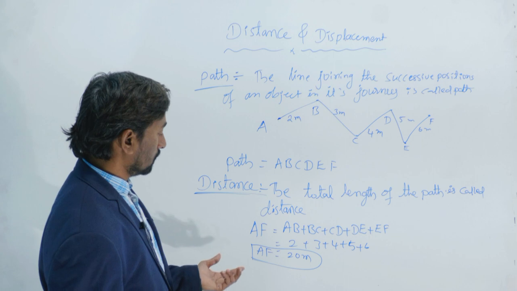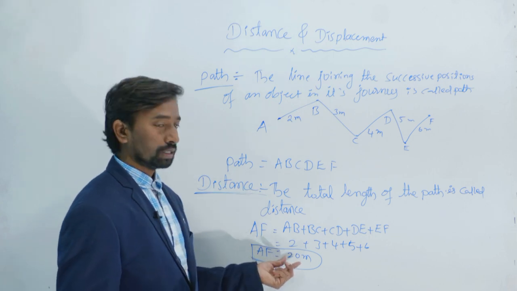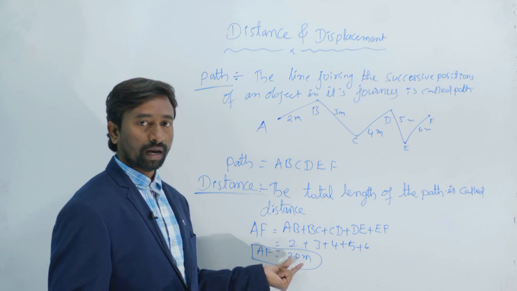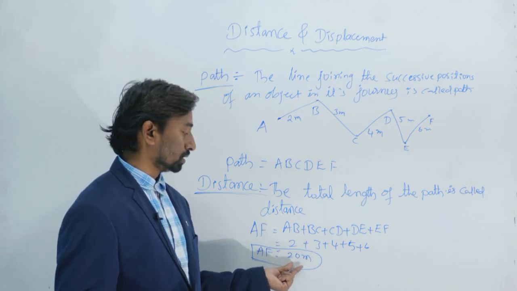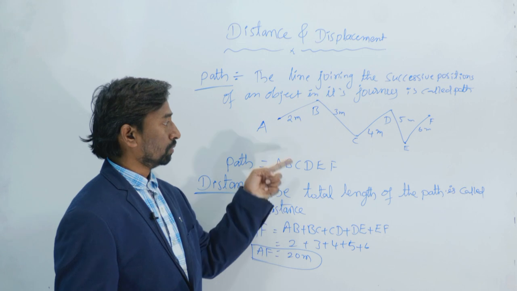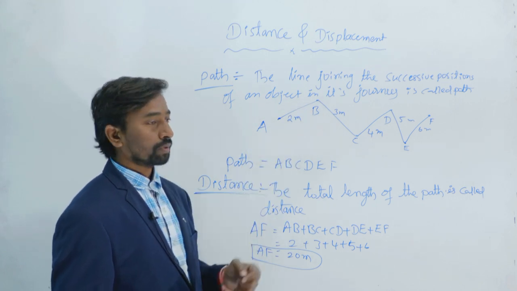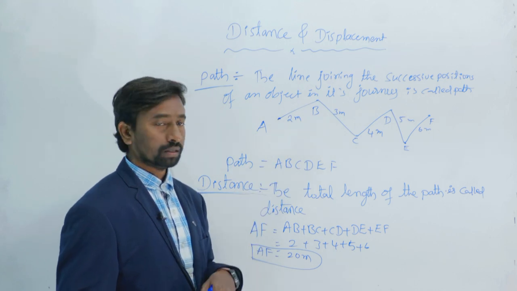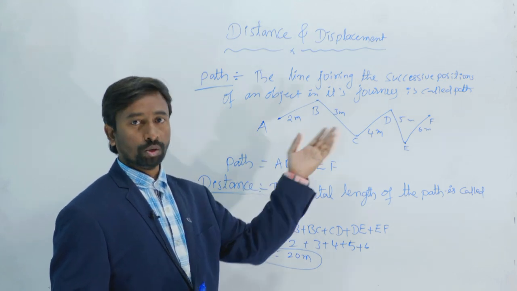This distance will have a certain magnitude. Magnitude is nothing but the numerical value. It will have a certain numerical value followed by its unit. This length will be measured in what? In meters. If it is a medium distance, we can measure it in meters. If it is a longer distance, kilometers.